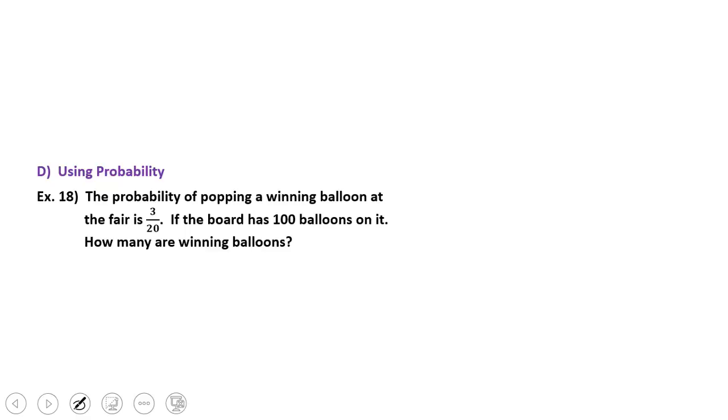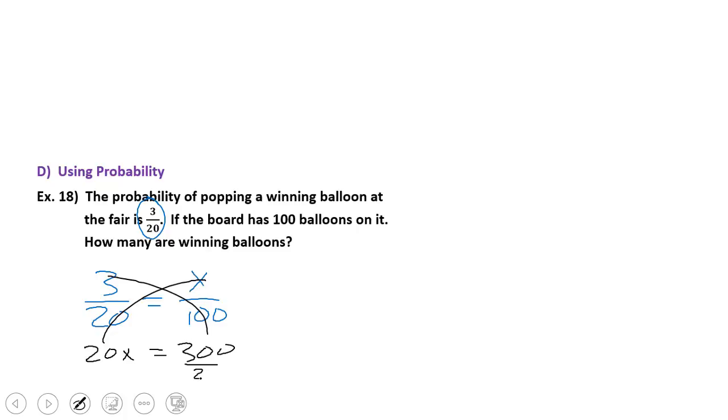Now, there's a lot of ways we can look at that. This probability question looks like it can be solved using proportions because we have a ratio of 3 out of 20. How many out of 100? It looks like a percent proportion, because it's out of 100, and really we had 100 balloons. So you can use this method, and of course then you use cross products, and you would have 20x equals 300. Dividing by 20, x equals 15 winning balloons. 15 of them are winning.